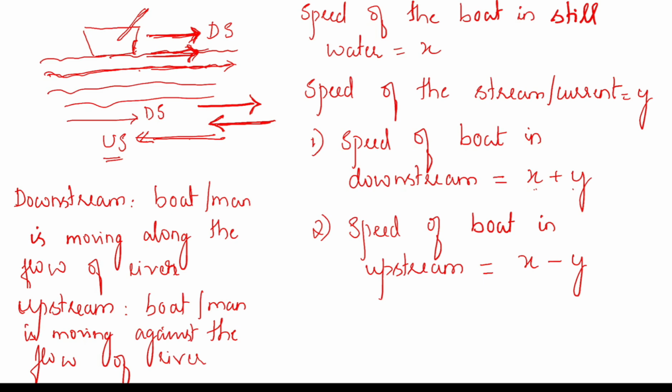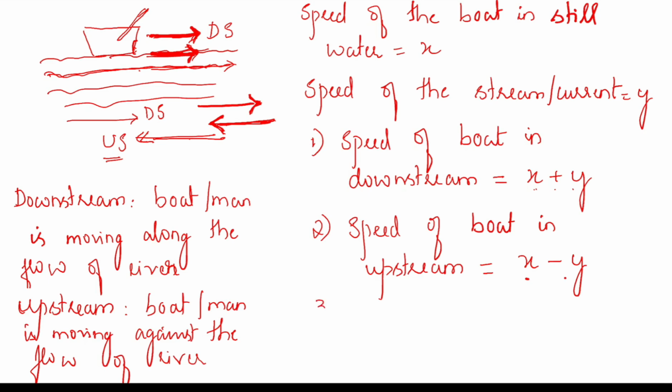When the boat is flowing along with the flow of the river, the speed is increased, because the river is also flowing in the same direction and the boat is going in the same direction. That time the speed becomes more, hence it gets added. Now in the upstream direction, when the river is flowing in this direction and the boat is flowing in the opposite direction, the speed of the boat gets reduced. Hence the speeds get subtracted.